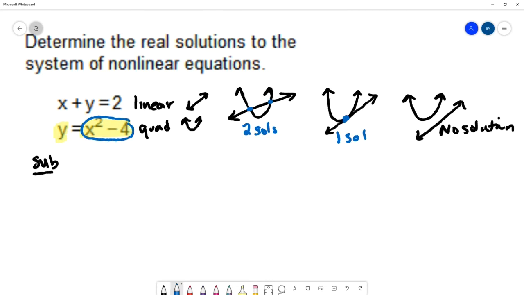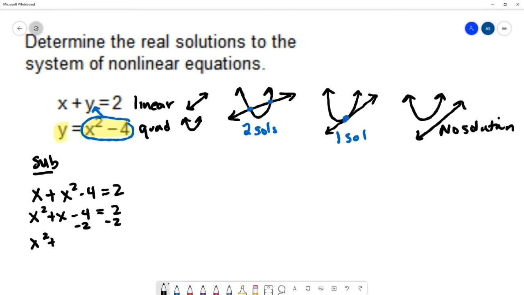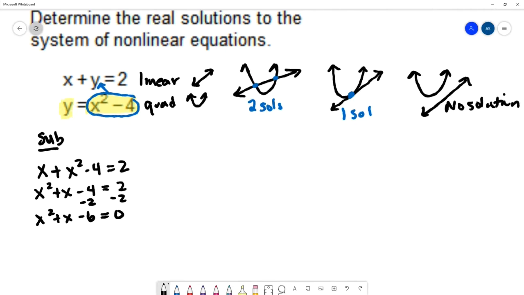Then comes the substitution. You're going to substitute that into the other equation. If you substitute into the other equation, you'll get a new equation, x plus x squared minus 4 equals 2. Let's rearrange x squared plus x minus 4. I rearranged in descending order. And I'm going to subtract 2. And that gives x squared plus x minus 6 equals 0. So now I have an equation with only one variable, and I should be able to solve that equation. I can solve by factoring.